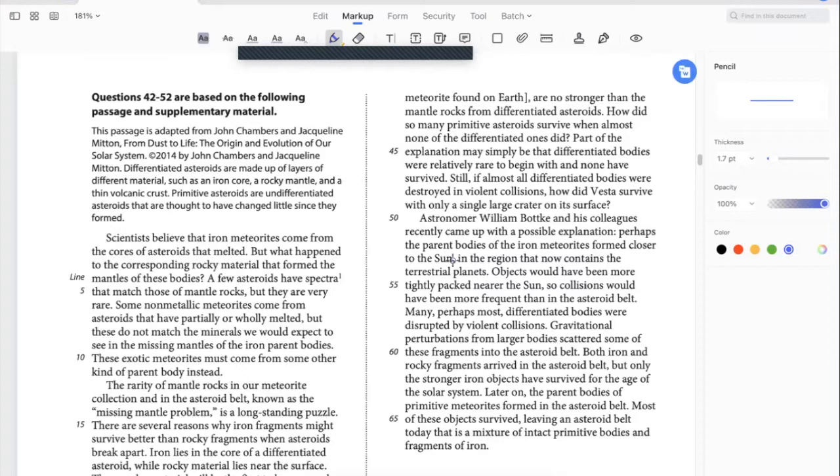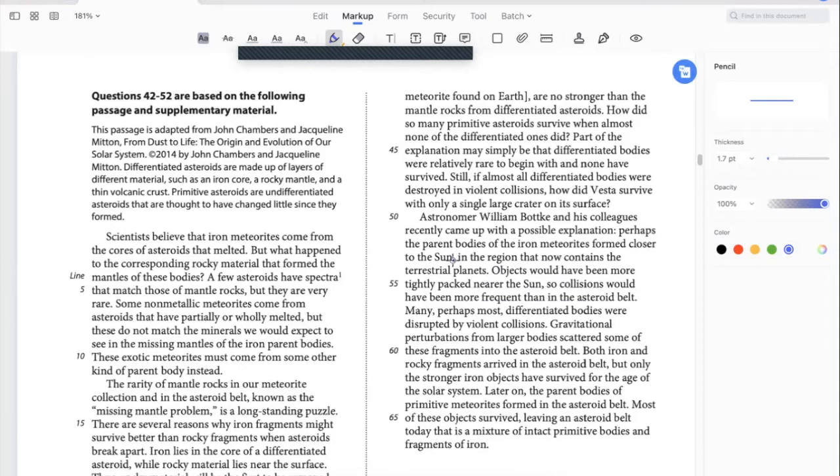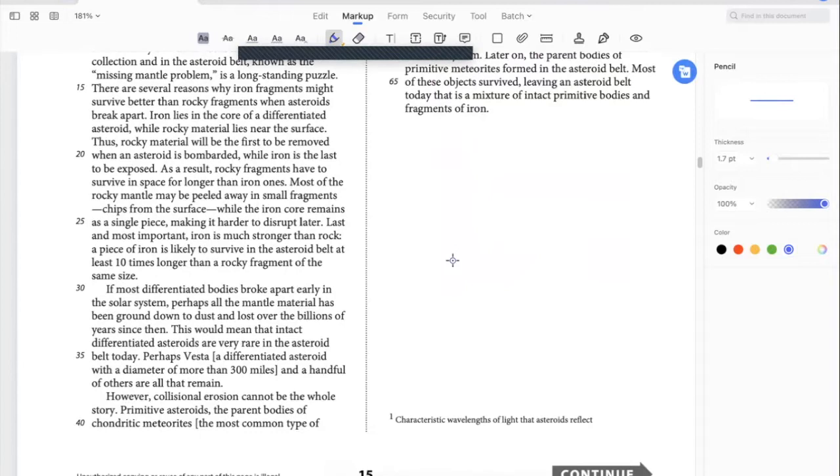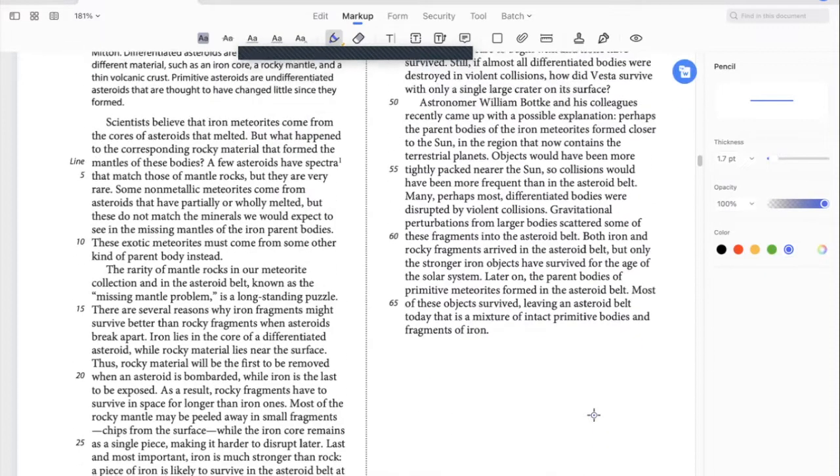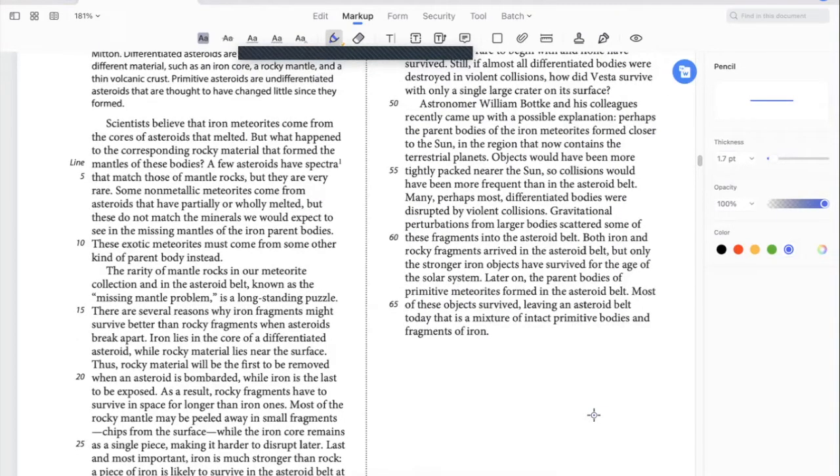A few asteroids have spectra, characteristic wavelengths of light that asteroids reflect, that match those of mantle rocks, but they are very rare. Some non-metallic meteorites come from asteroids that have partially or wholly melted, but these do not match the minerals we would expect to see in the missing mantles of the iron parent bodies. These exotic meteorites must come from some other kind of parent body instead.